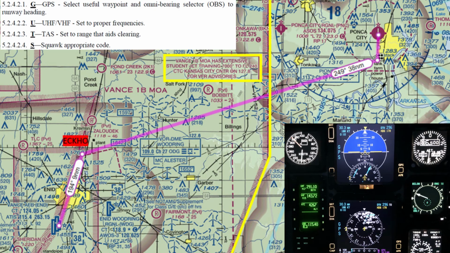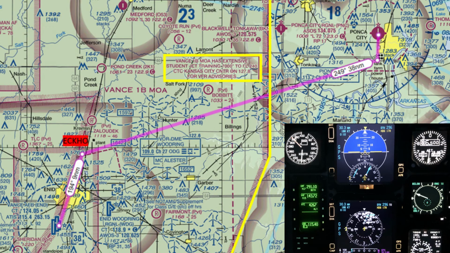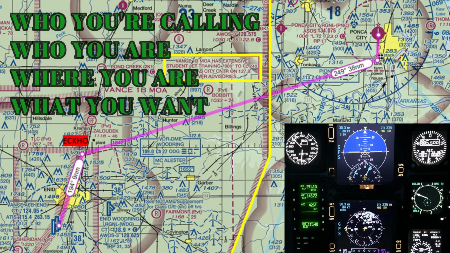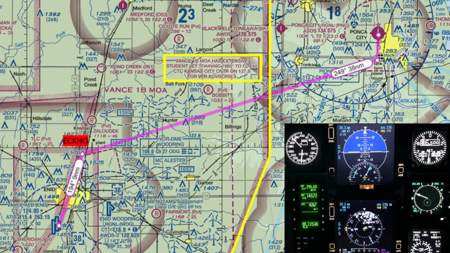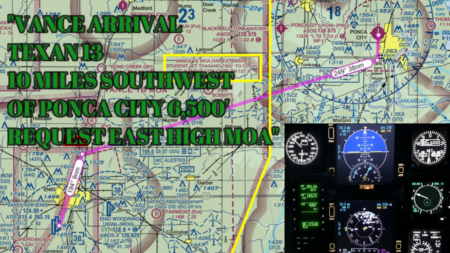Once well clear of Ponca City, do a guts check and turn on course. Put your local squawk of 42 whatever back into the transponder before calling ATC. Squawking local is for radar identification purposes only. At this point, you are still VFR and must adhere to VFR rules. Now call up Vance Arrival on Uniform Channel 17. Tell them your altitude, location, and request. For example, "Vance Arrival, Texan 13, 10 miles southwest of Ponca City, 6,500 feet, request East High MOA."